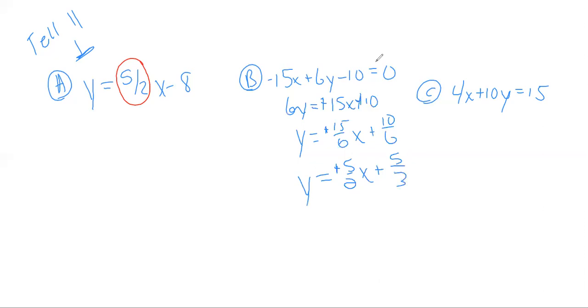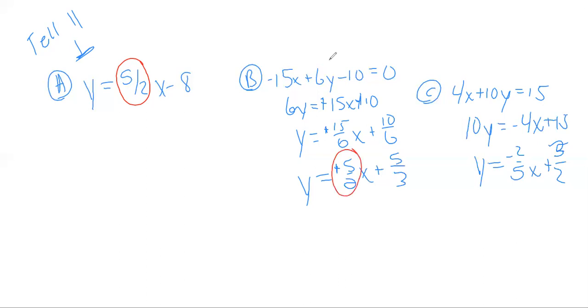The last one, subtract your 4x. Divide by your 10. So that gives me negative 2/5 x plus 3 halves. Okay, so we go back here and here. Now I know all the slopes.